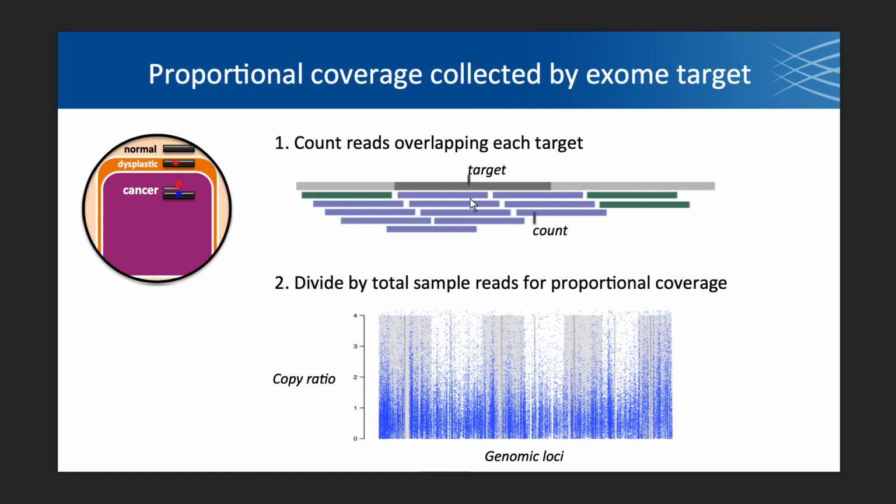The reads that are counted overlap the target. Even if it overlaps a little bit, as these purple ones do, they're all counted. The green ones are not counted towards the coverage. And for proportional coverage, each target's read count is divided by the total sample reads for that sample, and we get our proportional coverage.